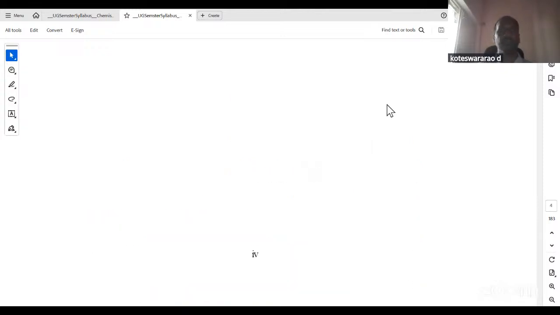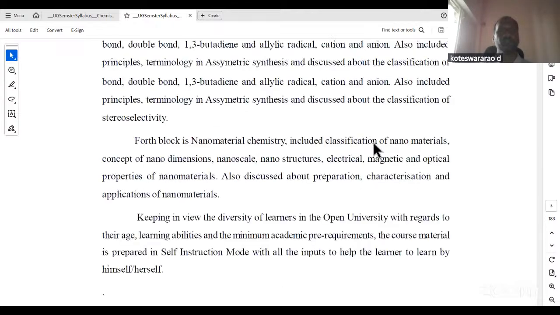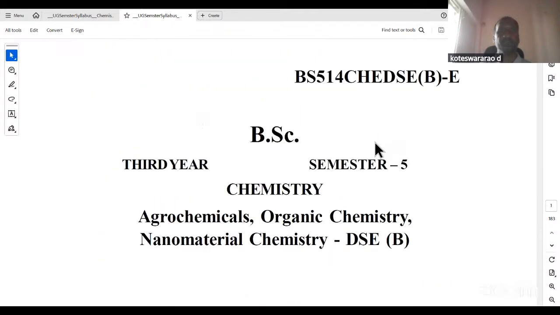Fifth semester chemistry elective. The title of the book is Agrochemicals, Organic Chemistry, Nanomaterials. This is the elective B. In this course, we are going to discuss the agrochemicals, how the agrochemicals came into light, how they are used, what their functionality is, and what role they play in the growth of plants.